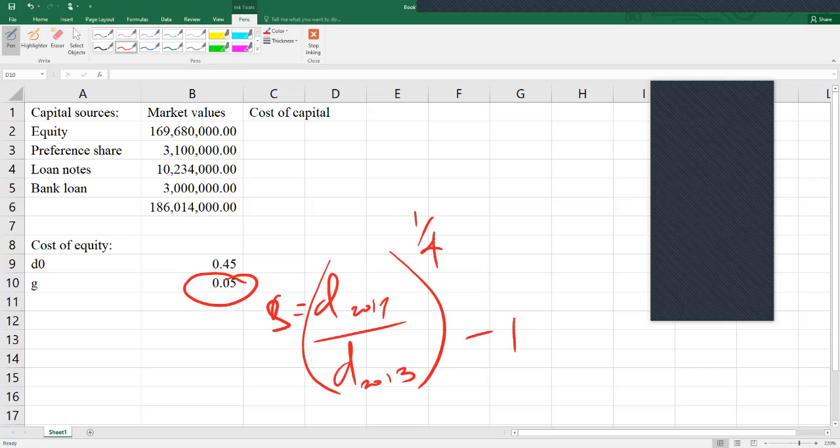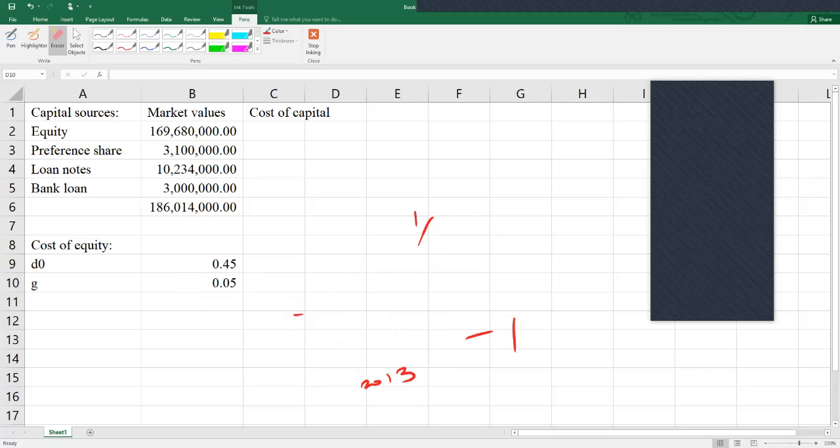Clear? Munir, it's clear? Yes. Okay, great. Okay, so that's on how to get the growth.